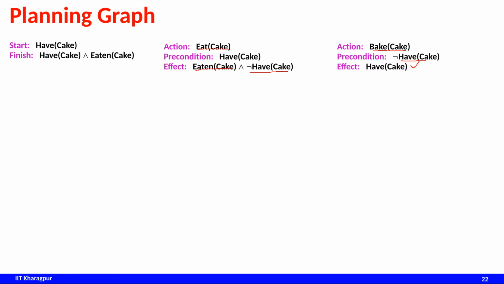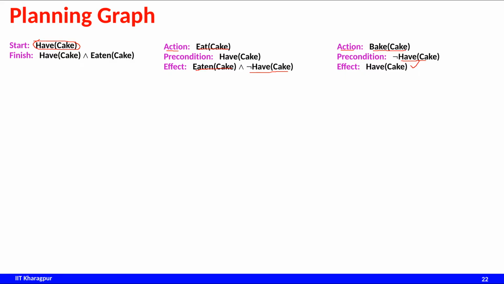For this simple problem, we will be creating the complete planning graph. As we said, in order to create this planning graph, we need to create the levels. Initially I have only this information, that is have cake. So that is my initial state. From this initial state we can apply different actions and create new states. So we'll be creating levels of literals and actions.